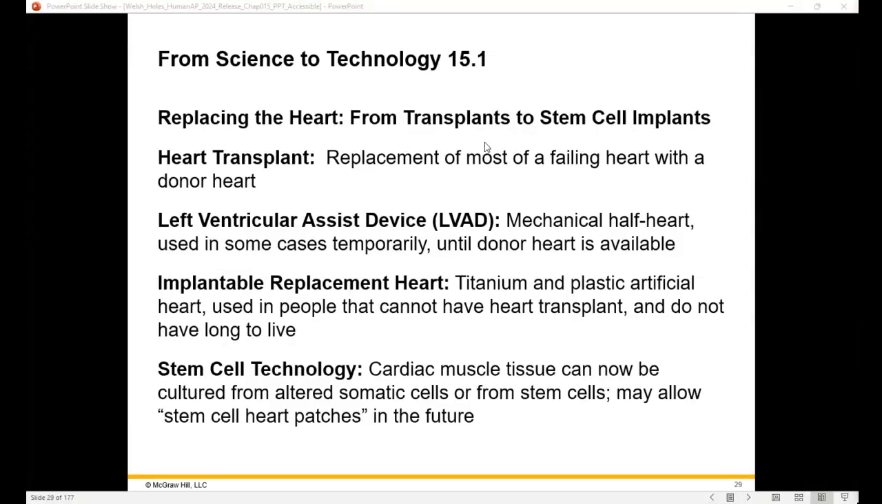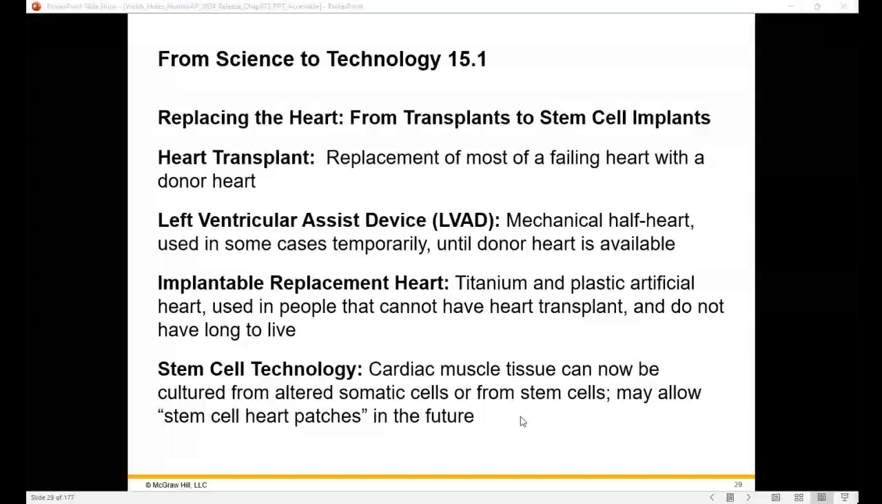Okay, the technology. So replacing the heart, from transplants to stem cell implants. A heart transplant is a replacement of most of a failing heart with a donor heart. There's a left ventricular assist device. This is a mechanical half heart used in some cases temporarily until a donor heart is available. Then there's an implantable replacement heart. So titanium and plastic artificial hearts do exist that are used in people that cannot have heart transplants and that don't have long to live.